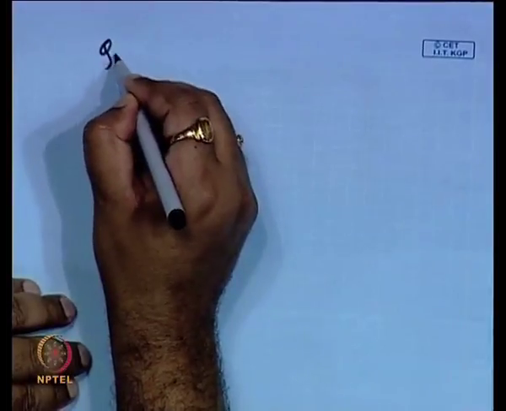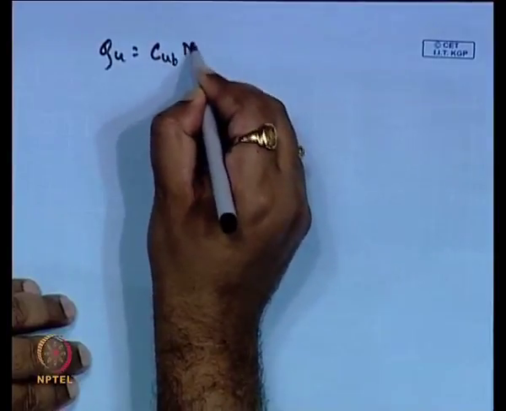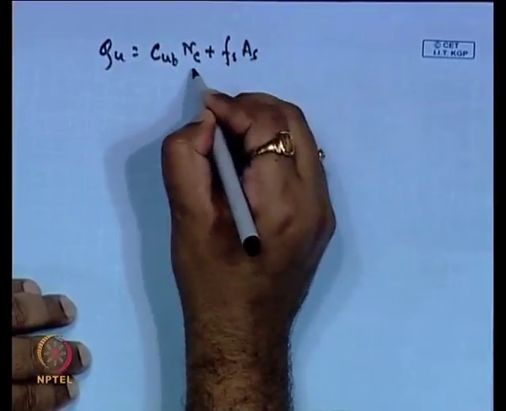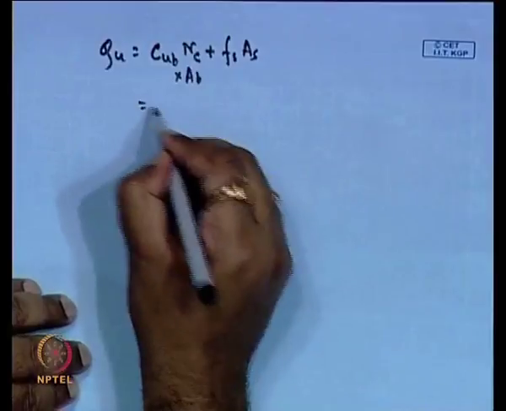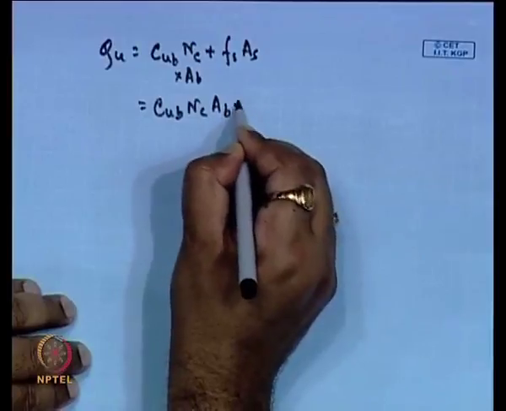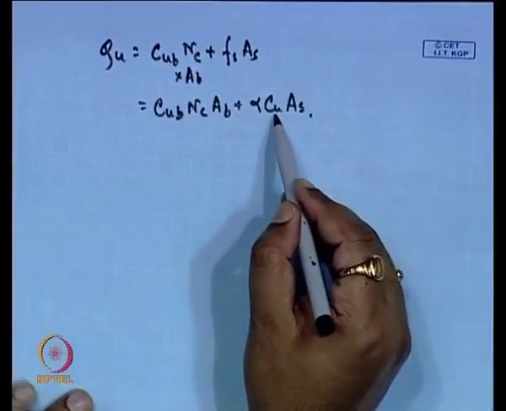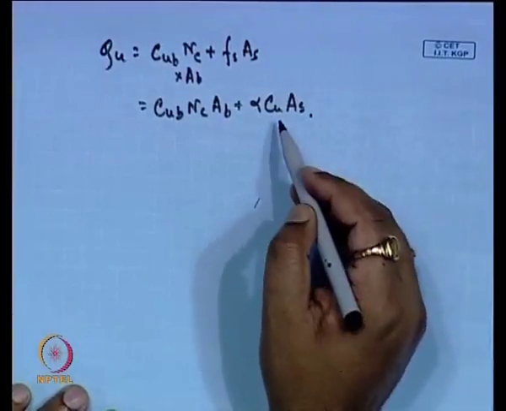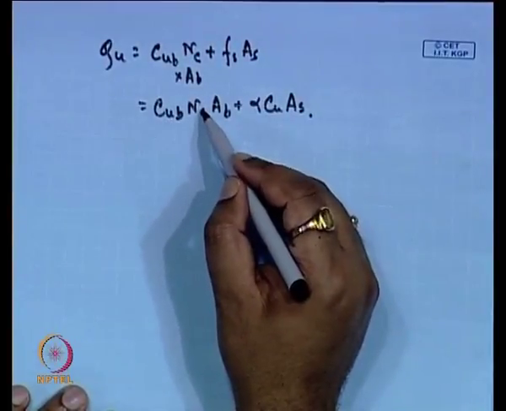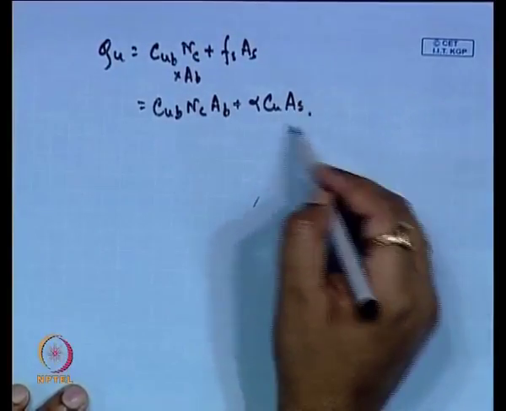So, the expression is C_u,b into N_c into A_b plus F_s, that is alpha into C_u into A_s. C_u is the undrained cohesion throughout the length of the embedded pile, C_u,b is the cohesion at the base of the pile, N_c if it is circular or square we will get 9, A_b is the base area, A_s is the surface area. So, you all know these things.